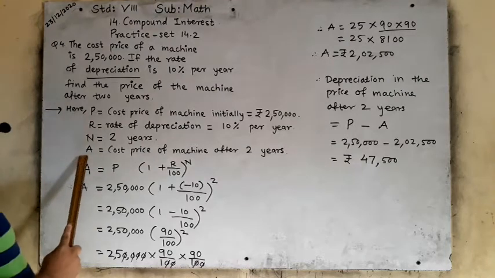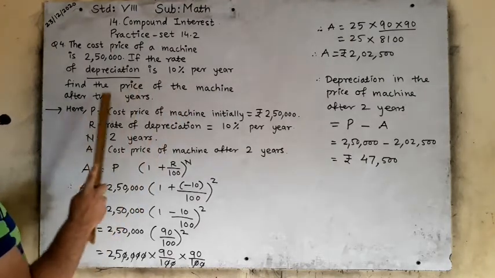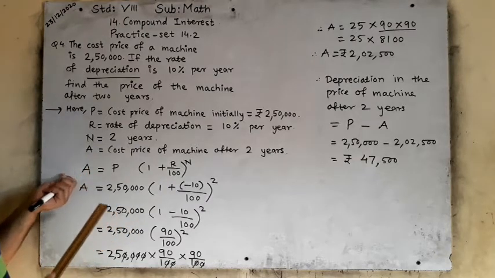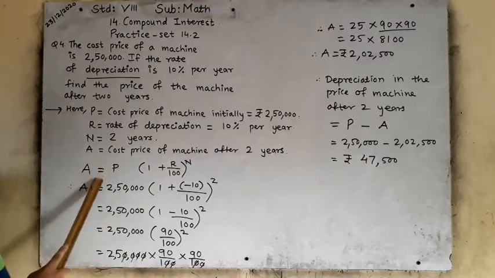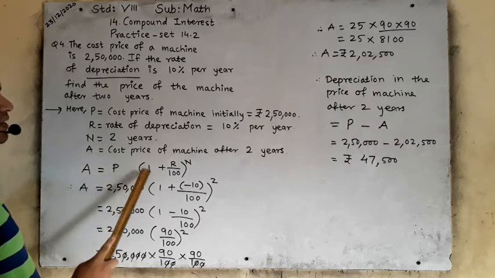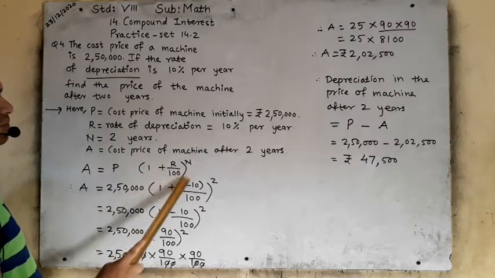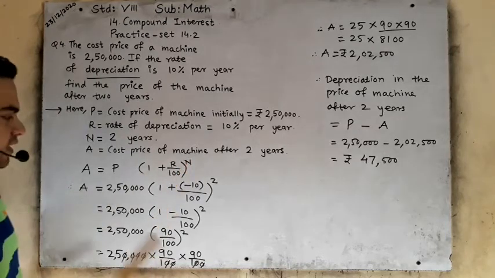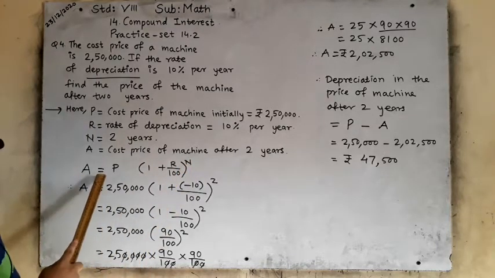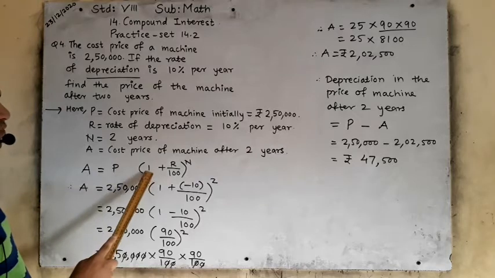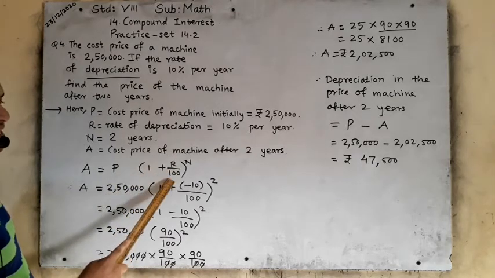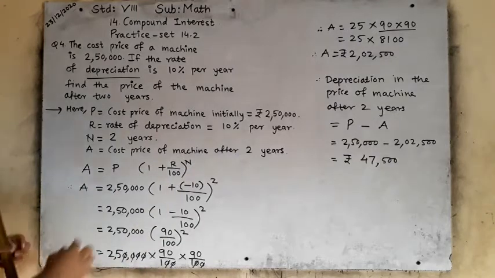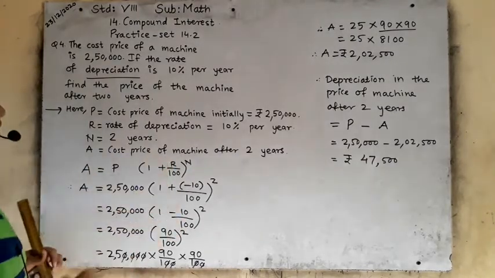Now what we have to find? We have to find the cost price of the machine after 2 years. So that is A. So A is the amount by compound interest. Amount by compound interest is equal to principal multiplied by 1 plus R upon 100 bracket raised to n. This is the formula we will utilize. Amount by compound interest is equal to principal multiplied by 1 plus rate upon 100 bracket raised to n.